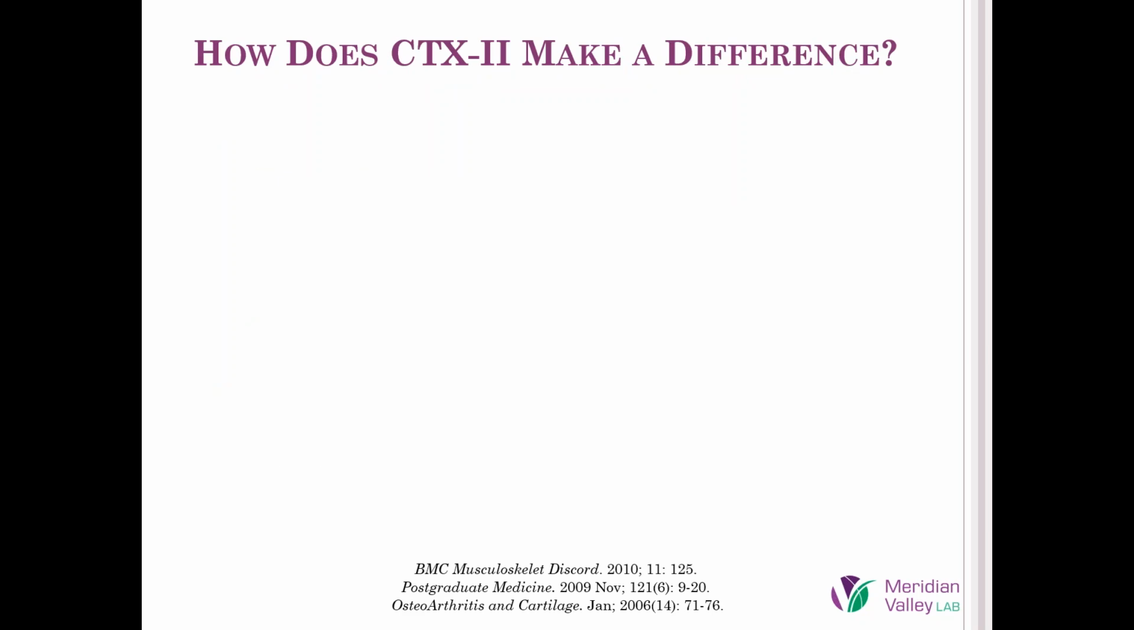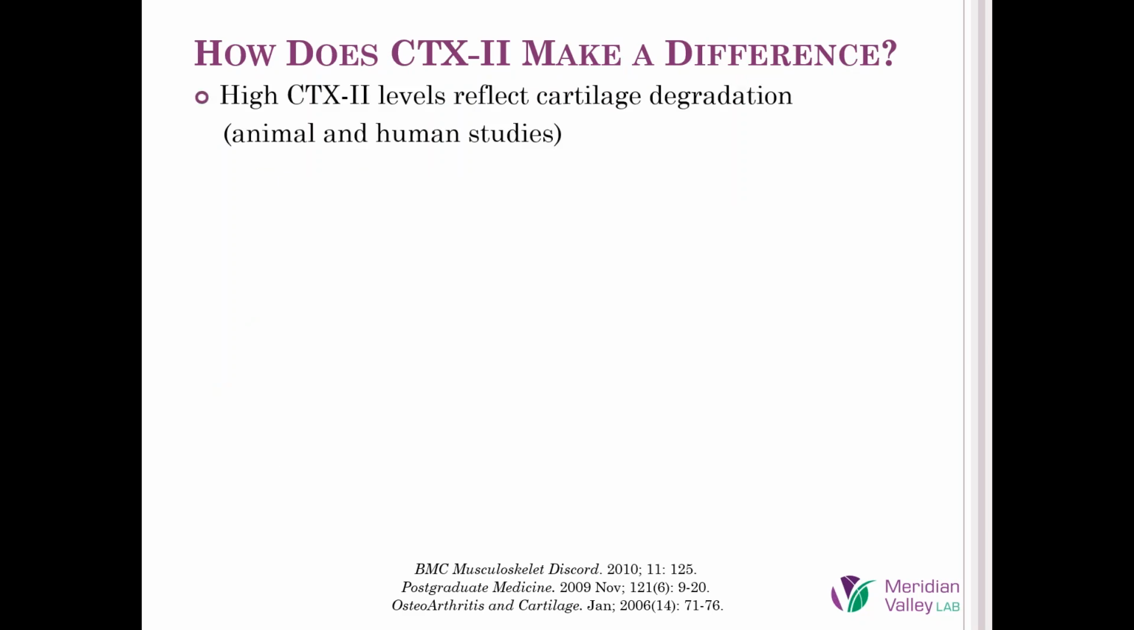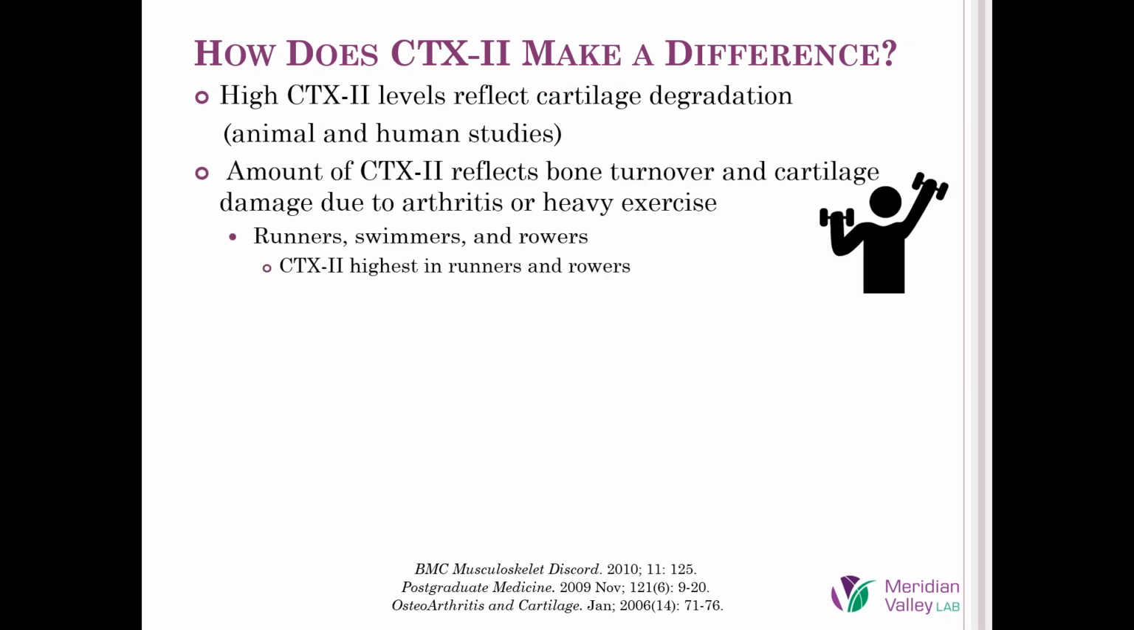So CTX-II makes a difference because it helps us preserve the remaining cartilage. High CTX-II reflects cartilage damage. It's an early warning sign of either bone turnover or cartilage damage, often due to arthritis or heavy exercise. One study in runners, swimmers, and rowers clearly showed higher levels of CTX-II in runners because of that mechanical damage to their knees.